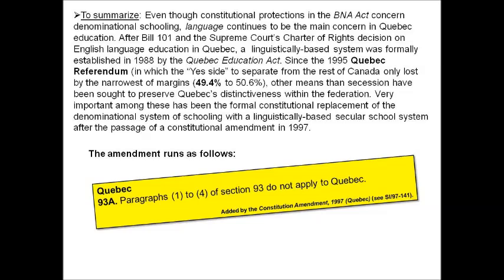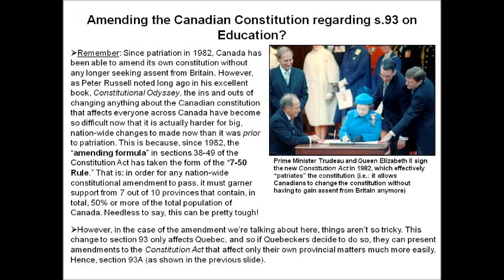It's Section 93A. It just says that Section 93 doesn't apply to Quebec anymore. Which is funny because it was the original section that was put there specifically to bring Quebec into Confederation. But times have changed, right? So, amending the Constitution regarding Section 93 on education, what's up with that?